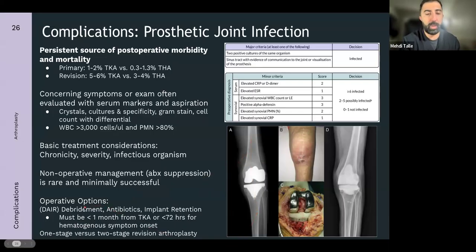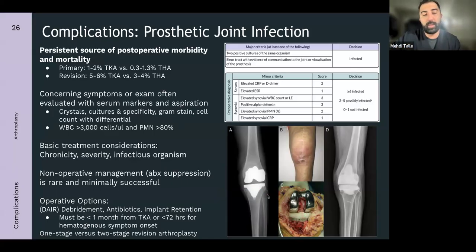Operatively, the general treatment paradigm is something called a DAIR procedure, which is debridement, antibiotics, and implant retention, where you basically keep the metal implants, but you change out the plastic poly because that's a modular implant. And you just debride all the tissue around there really, really diligently. The catch with this is typically this is only indicated when it's a very acute infection. And then also the actual isolated organisms can play a role in this as well. So really more pathogenic or aggressive organisms have been shown to fail this more often.